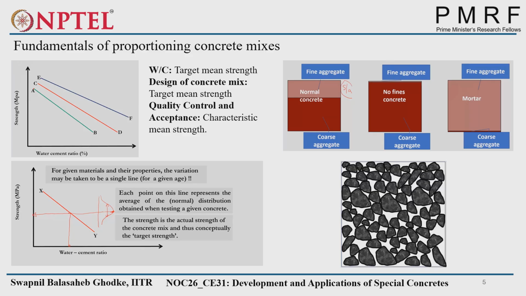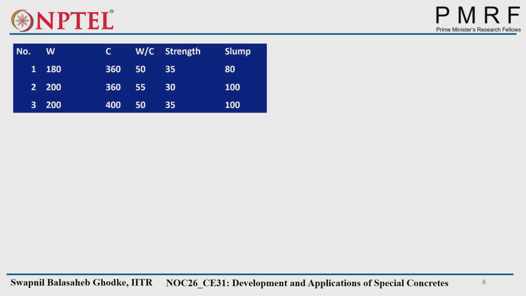And only for the acceptance we are using the fck. Suppose we are giving M20, M30. Whatever the 20 or 30 indicates, that is the characteristic strength.